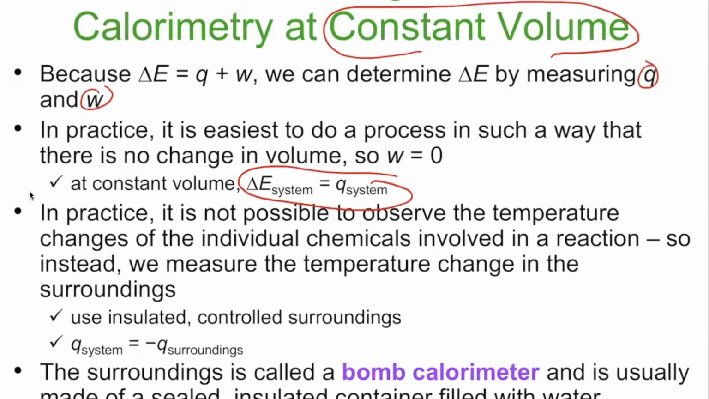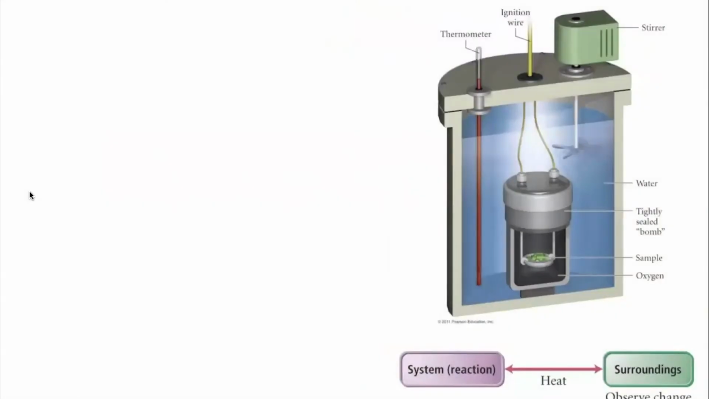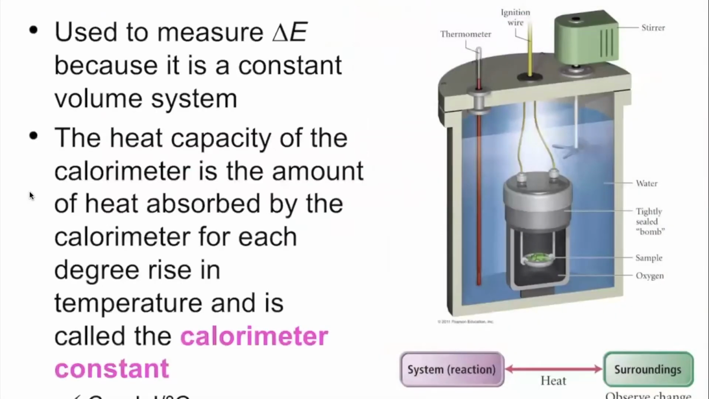Remember, whatever one gains, the other one must lose in equal quantities. Now, in this case, the surroundings is called a bomb calorimeter, and that's an instrument that is sealed, insulated, and filled with water. This is pretty much how it looks. We are only going to be concerned with heat being transferred from the surroundings to the system, or system to the surroundings.